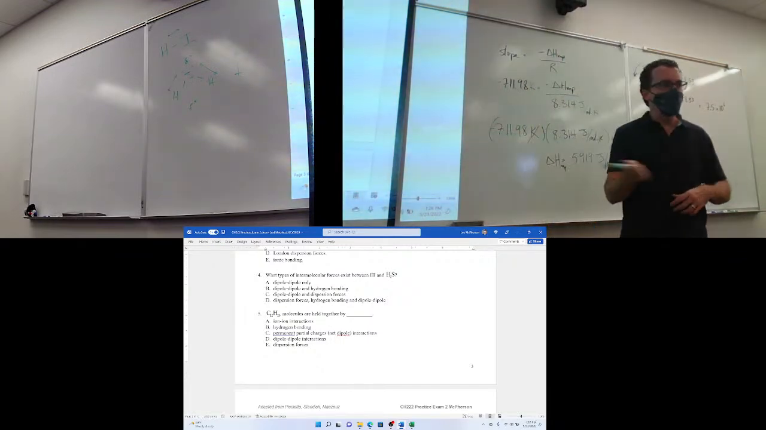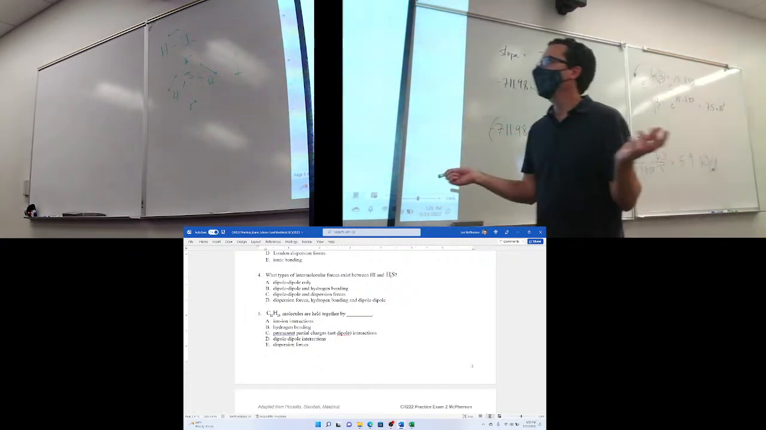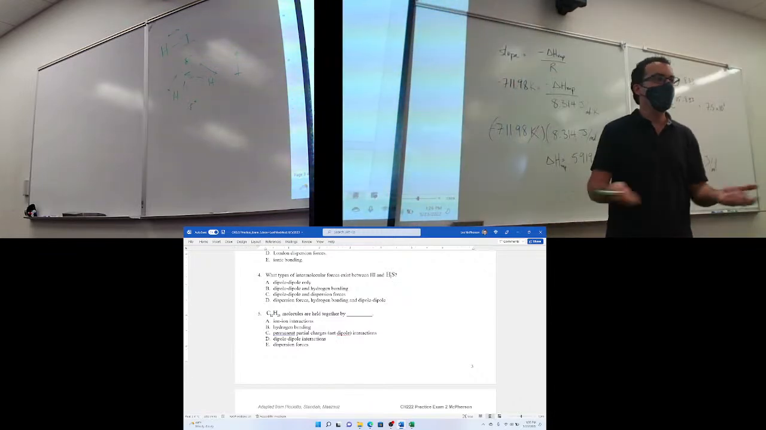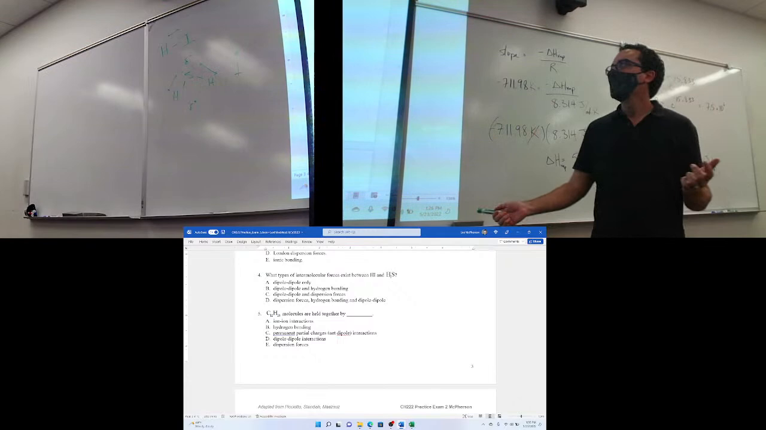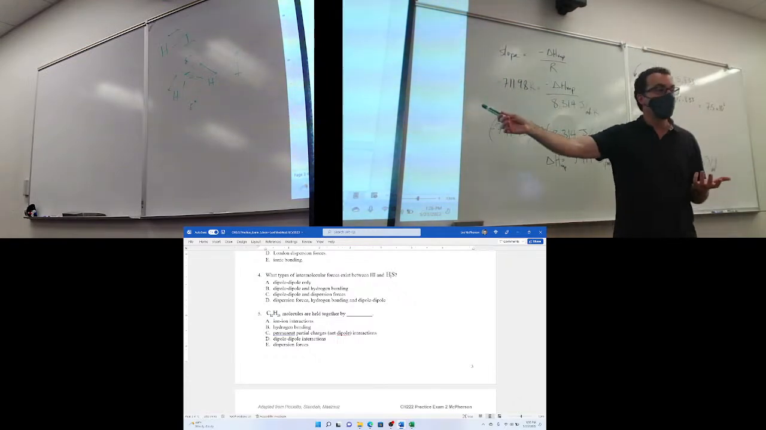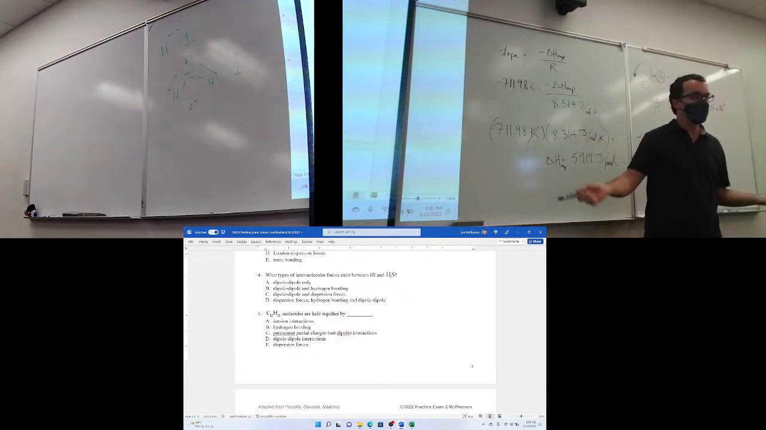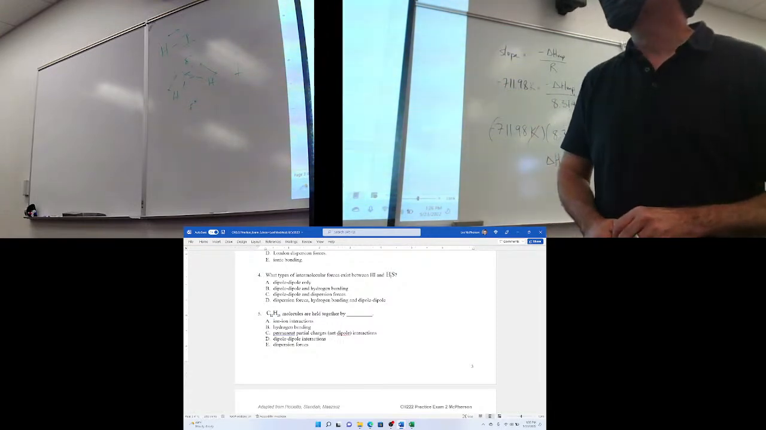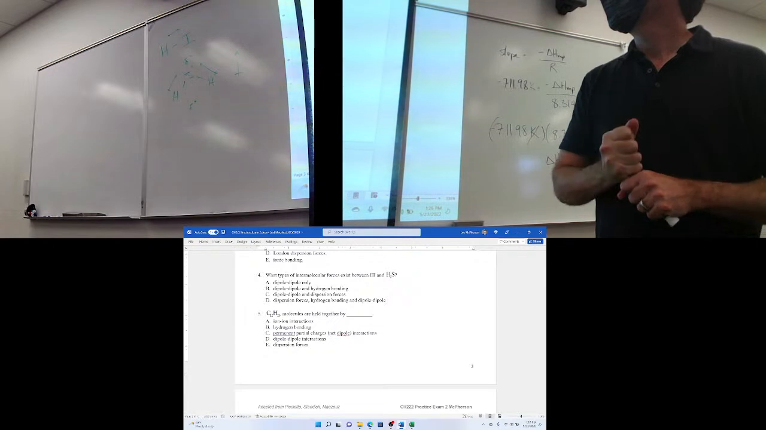But you've got to remember that everything does dispersion forces. So in addition to the dipole-dipole forces, you'll also have dispersion forces. Everything does dispersion forces. So this question is not asking what's the strongest interaction. This is asking what are all of the interactions. So C, dipole-dipole and dispersion forces. Okay.